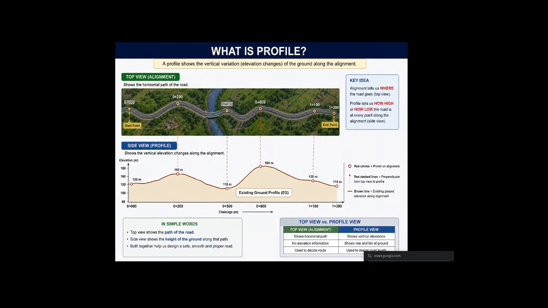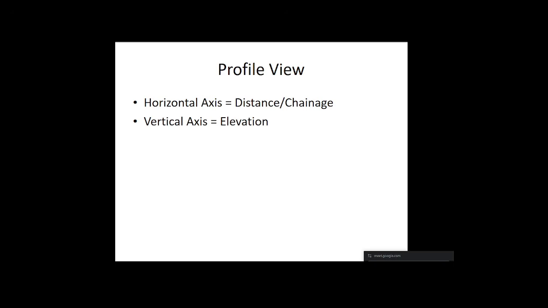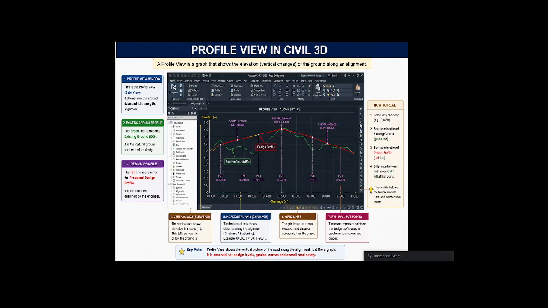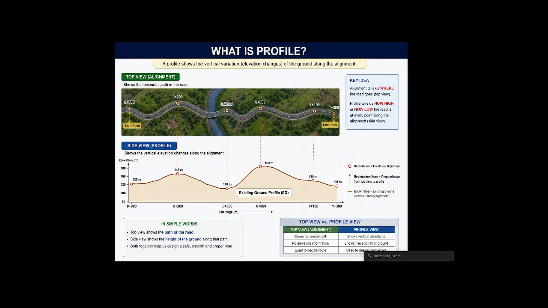Okay, so you have to remember one important thing: surface and alignment. These two things, in combination, create the profile. So this is a very important Civil 3D concept: when we combine both surface and alignment, then only Civil 3D extracts the elevation along the alignment. The result is called an existing ground profile. See, Civil 3D automatically reads the elevation data from the surface. So you understand this profile part.